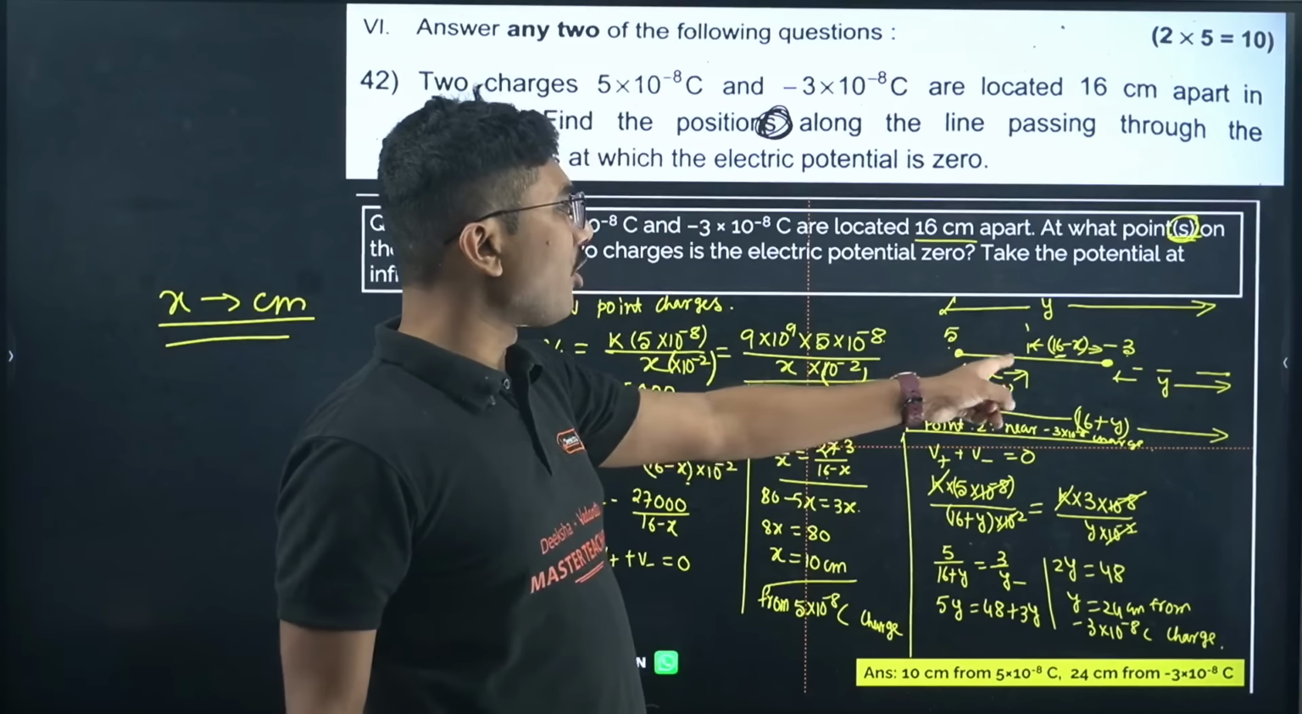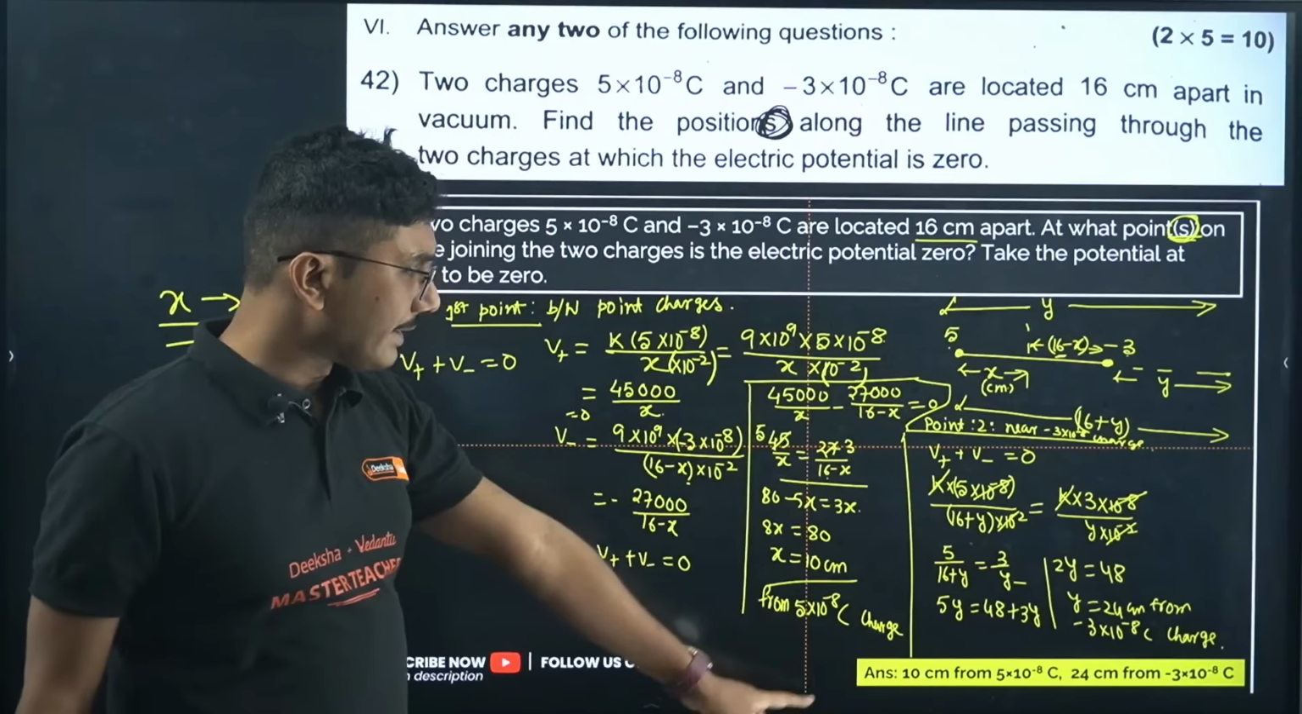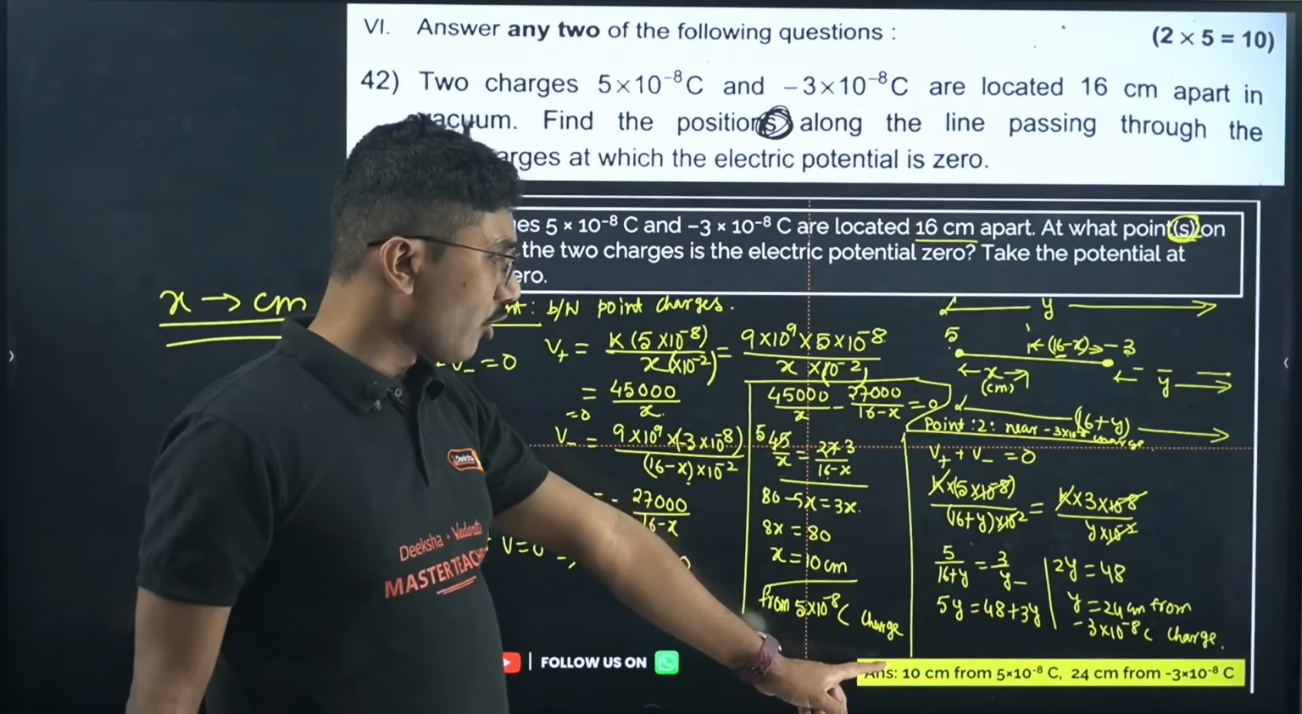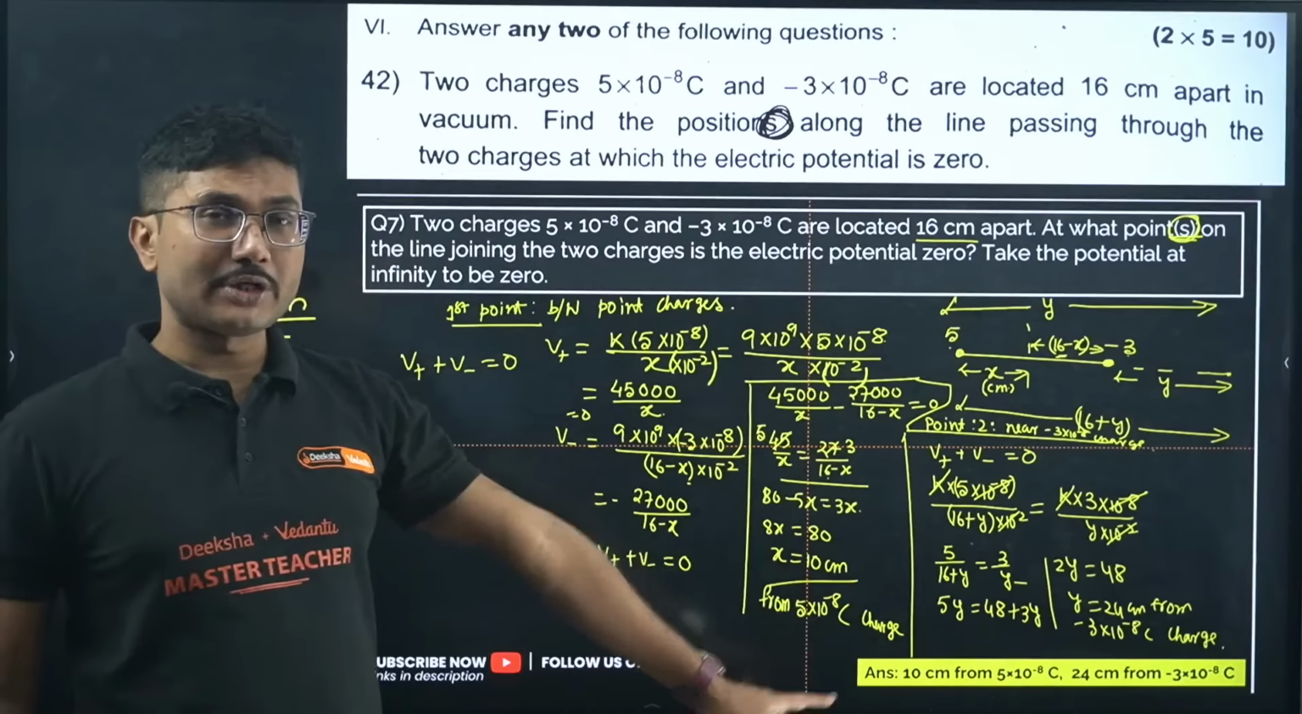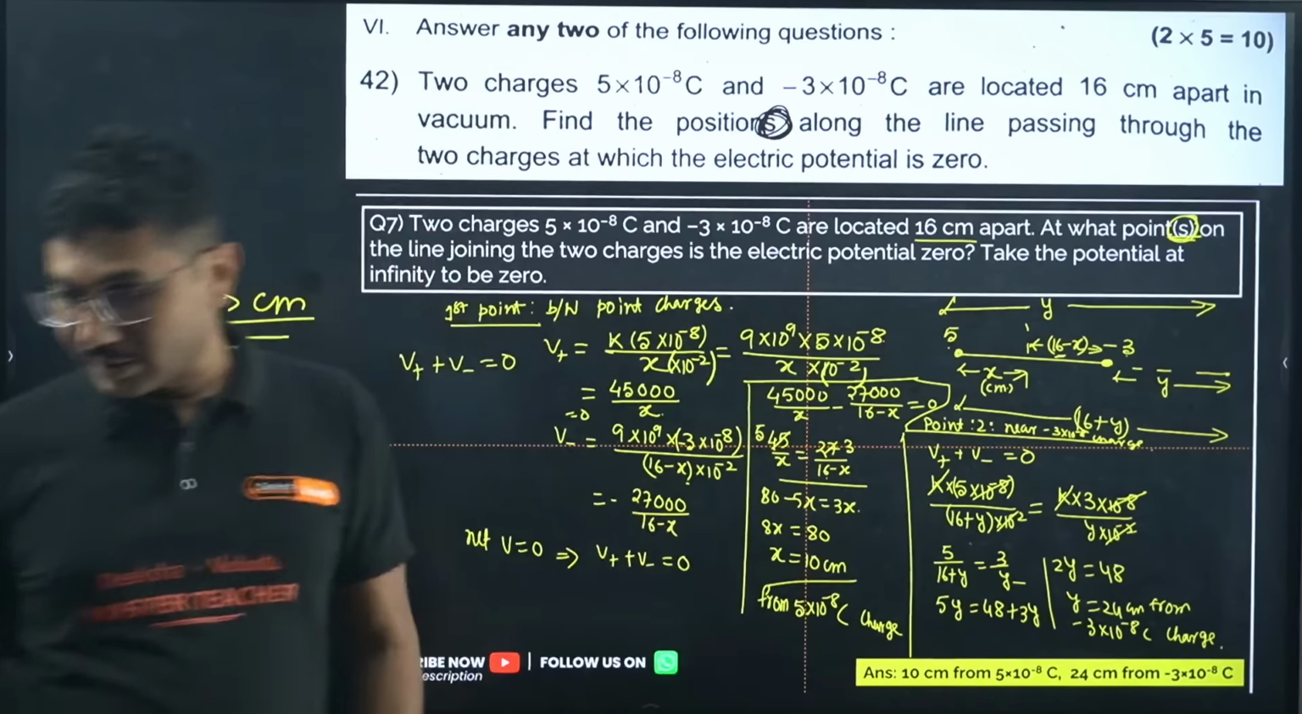If you have taken this from 5, you should get 10 centimeter, by the way. From 5 you will get 10 centimeter, from minus 3 you will get 6 centimeter.